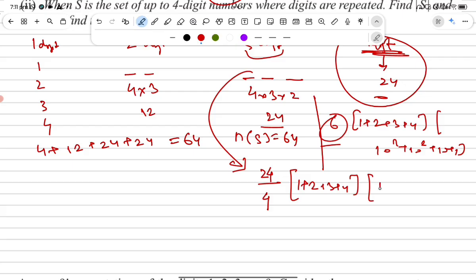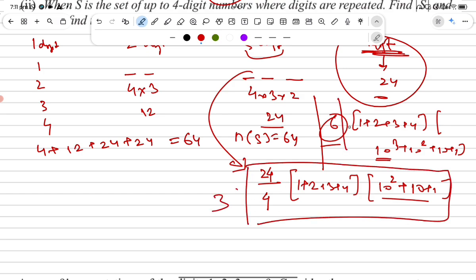Here we'll change a bit. 10 square plus 10 plus 1. We are skipping this one since these are 3 digit numbers. This was for 3 digits. This was for 4 digits.